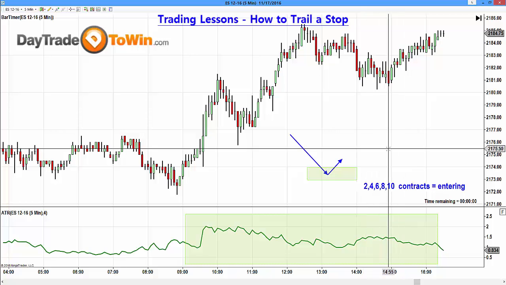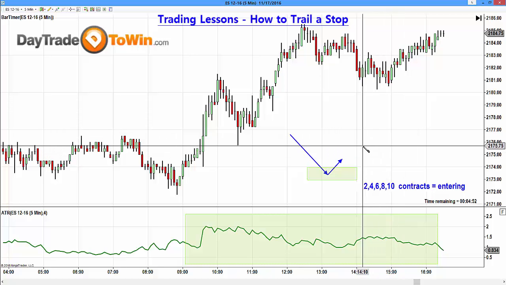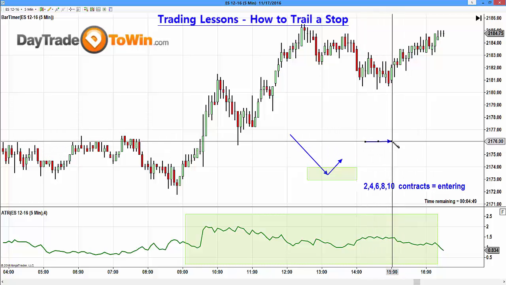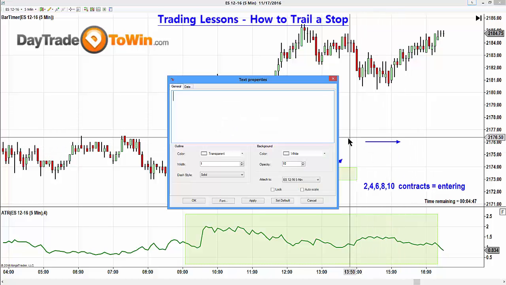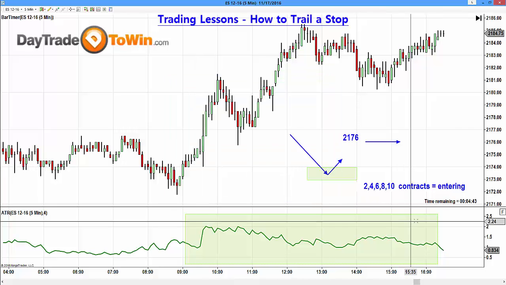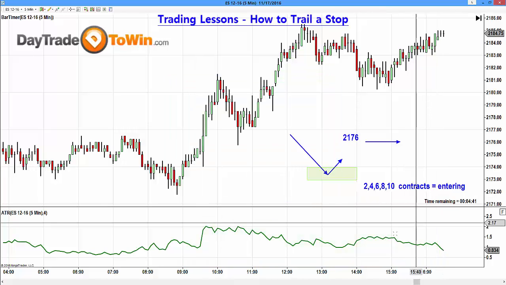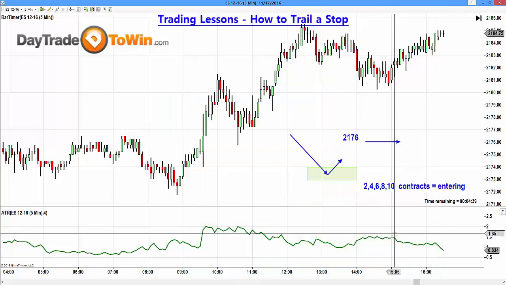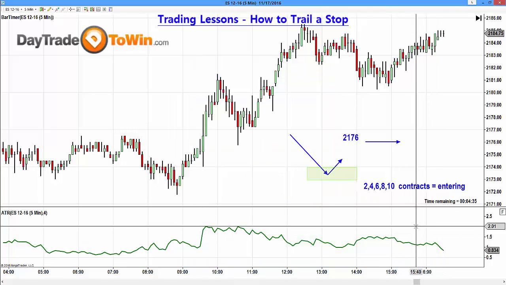So let's say, using numbers that are easy to calculate, the entry is 21.76, two contracts. The ATR is going to be, again, to keep it simple for the basis of math, 2 points on the ATR.